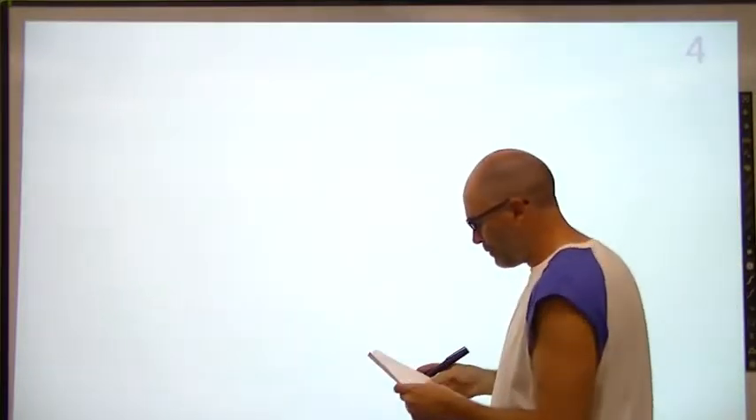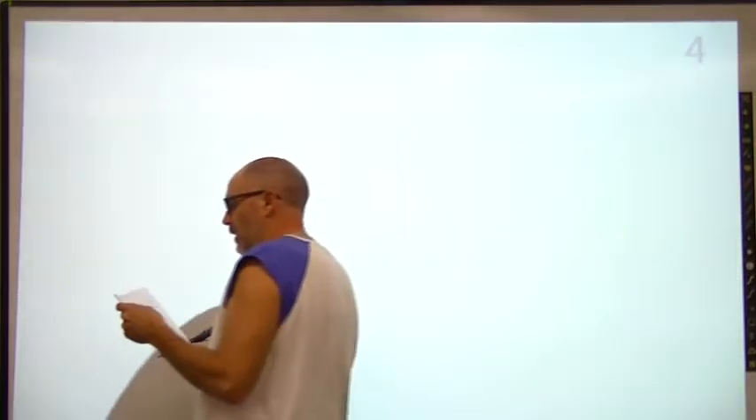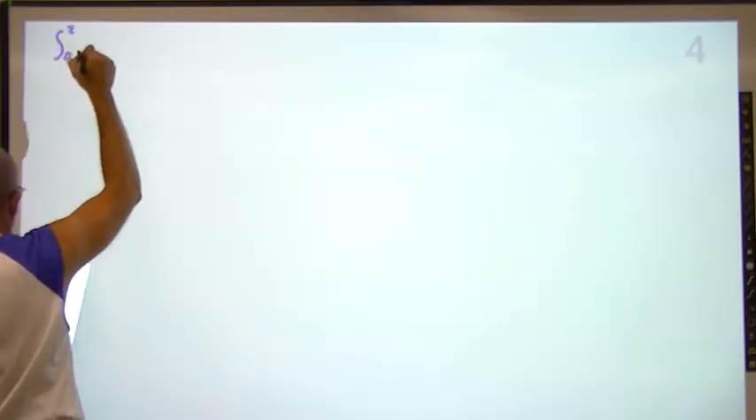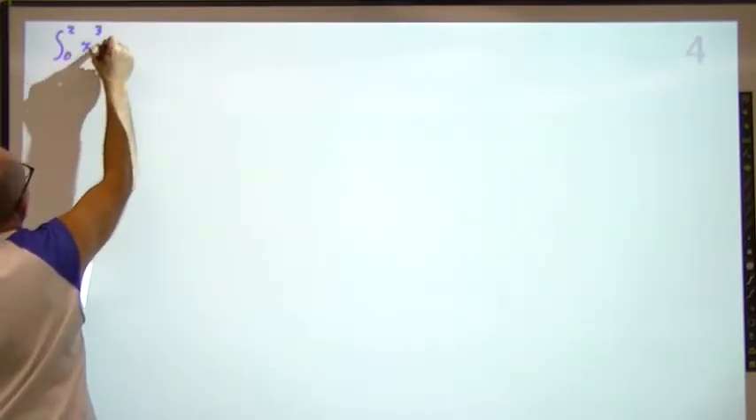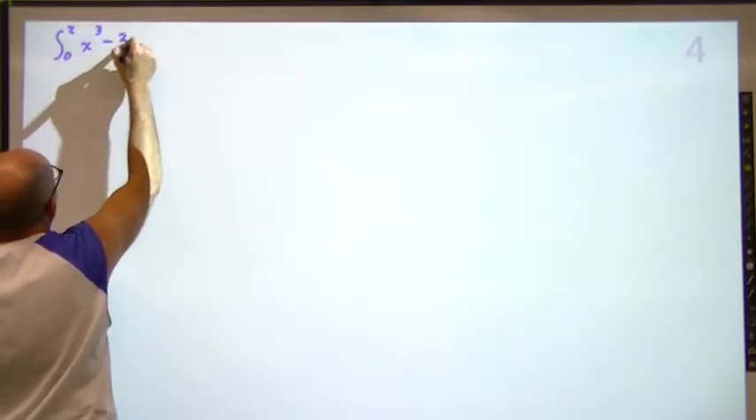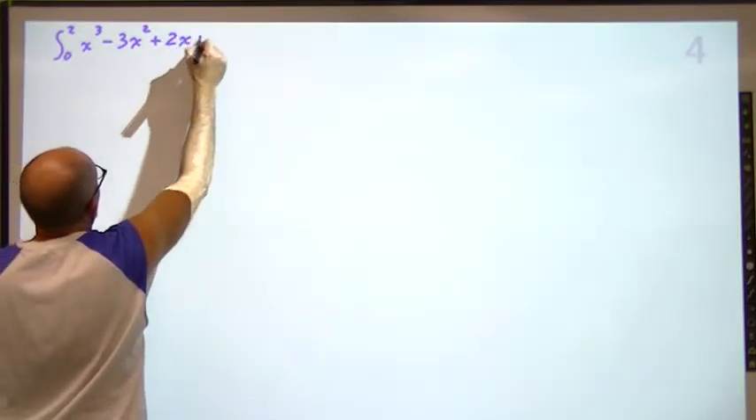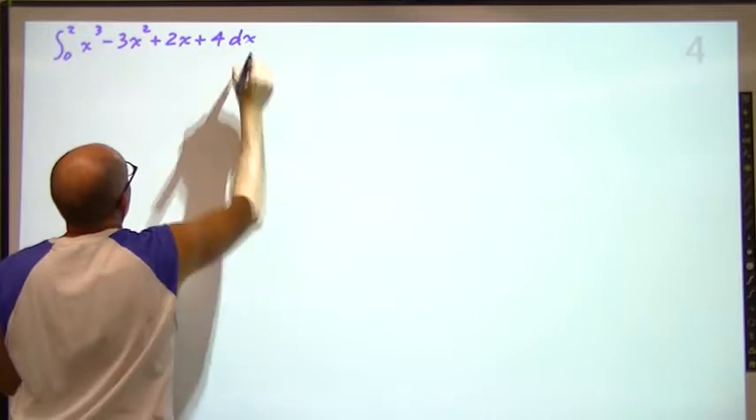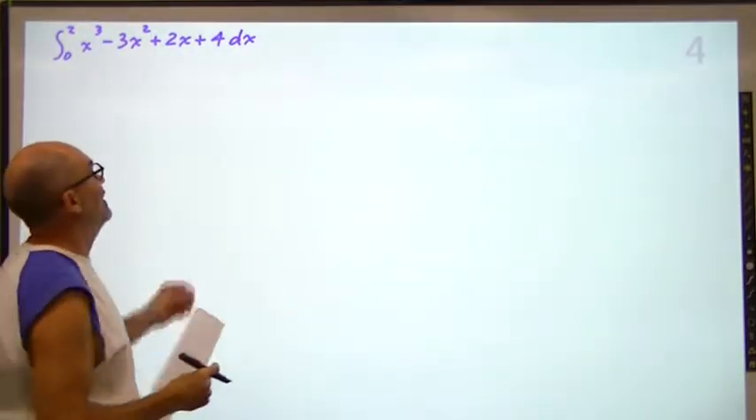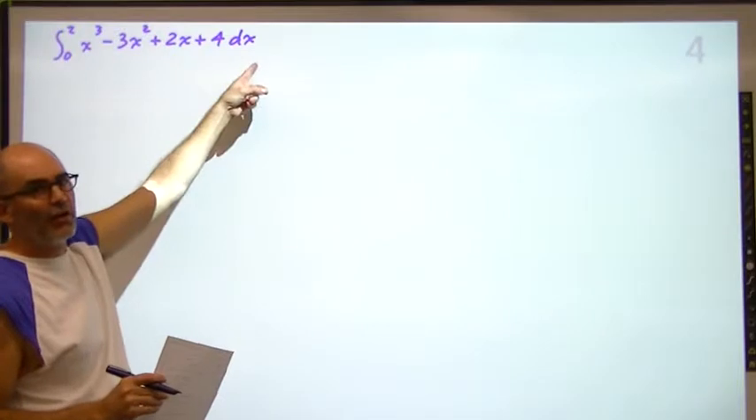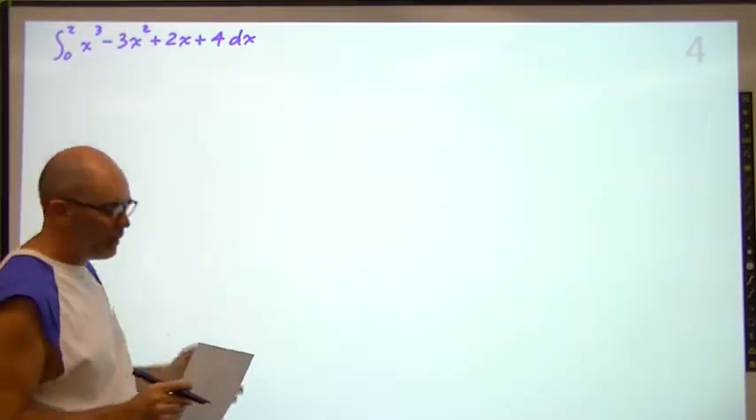All right, so we've got, now let's go with blue here. So we have the integral from 0 to 2 of x cubed minus 3x squared plus 2x plus 4 dx. Never forget the dx. You always need to have that on there because otherwise you don't have an integral.